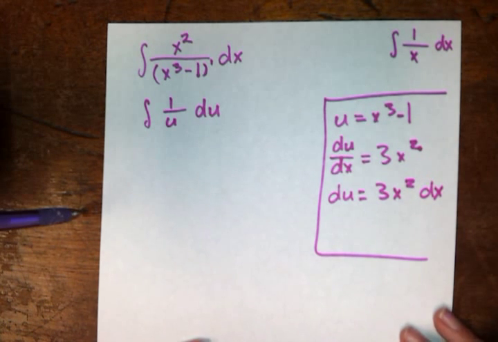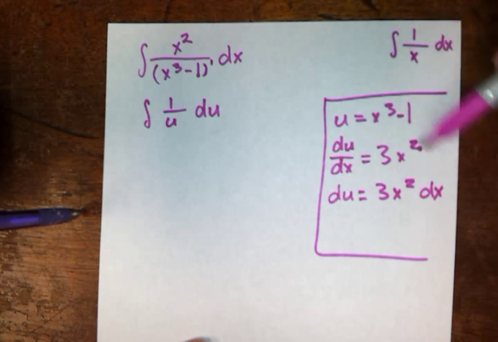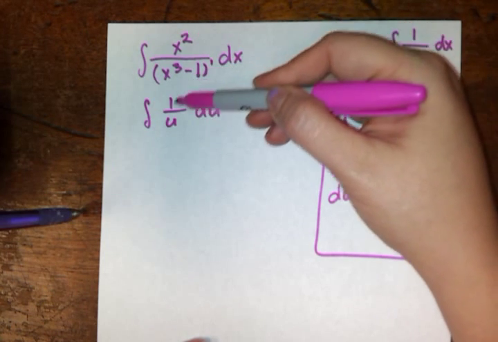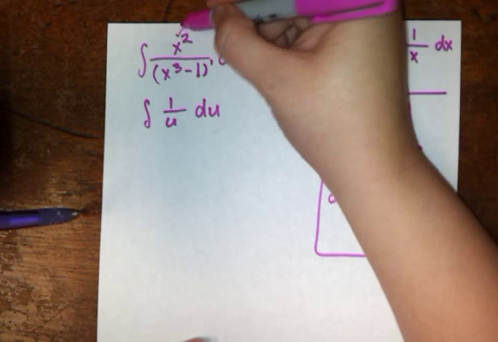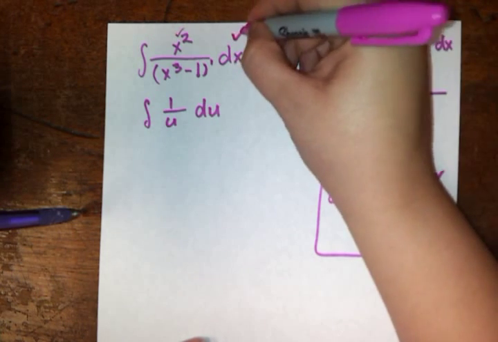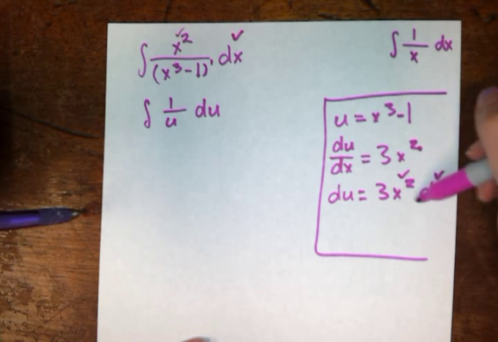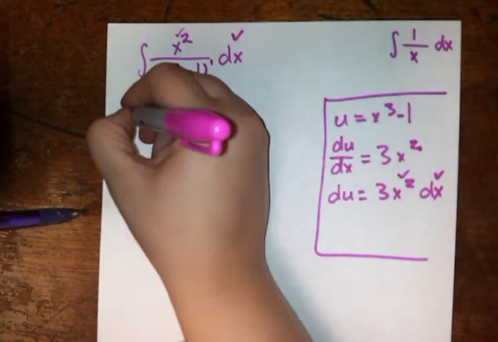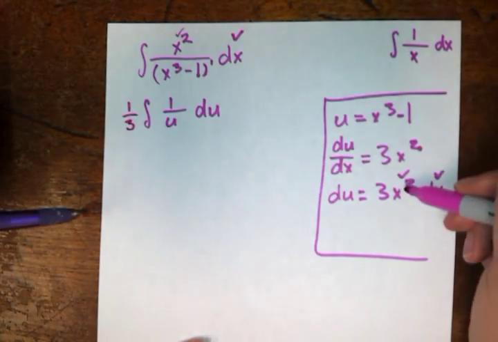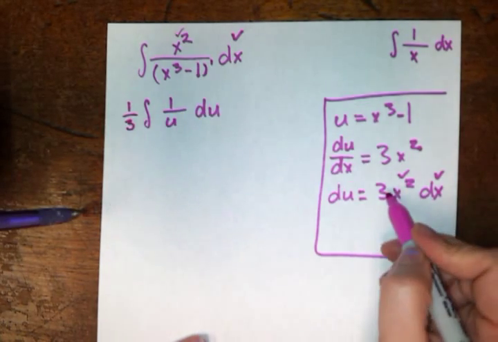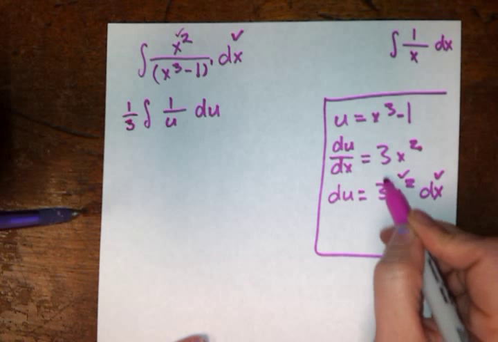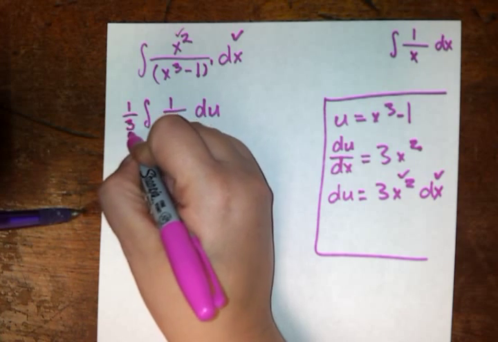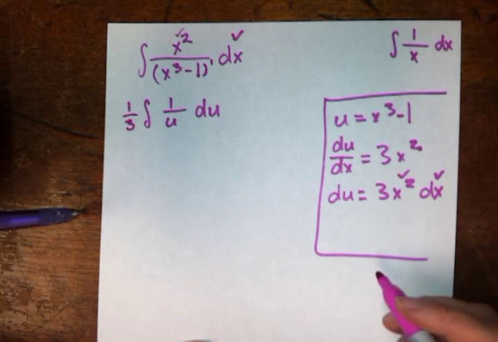We're pretty close. Again, like on the last one, we don't have exactly what we need to make this work. I've got 1 over u, I've got x squared, and I've got dx, but I've got 3 times x squared dx in my du. So that means I have 3 times what I need, which means I have to divide this whole integral by 3. And that's the same as multiplying by 1/3. So the extra that you have in your du is going to go into the denominator of a fraction, and you'll wind up with 1 over 3 times the integral of 1 over u du.